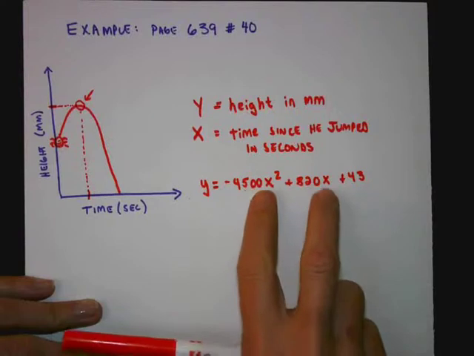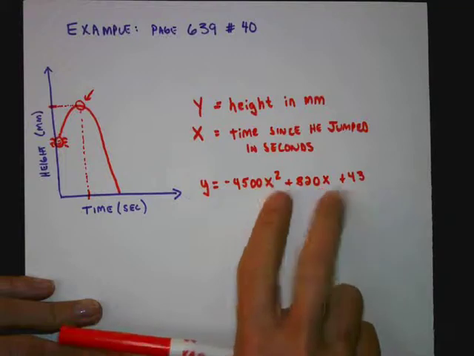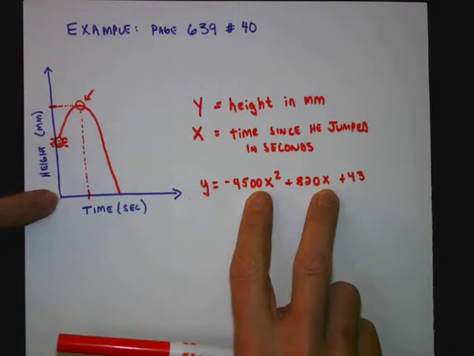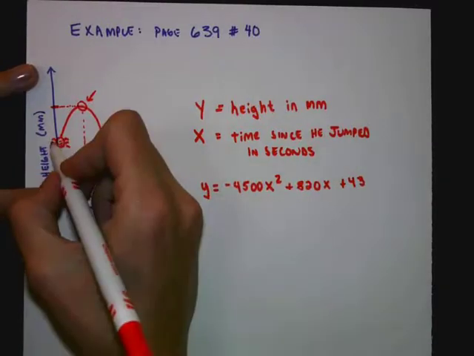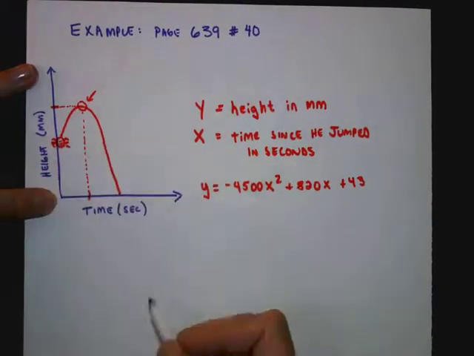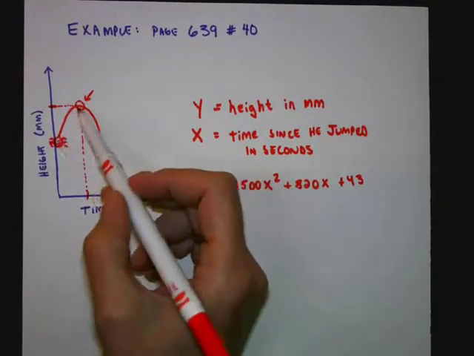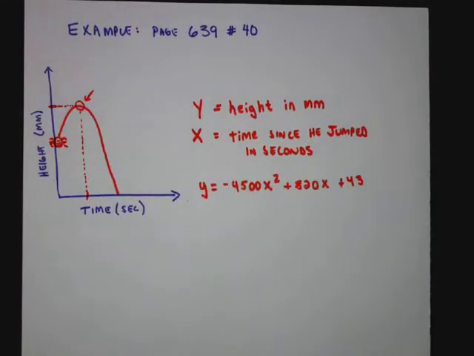If I plug in a 0 for x, these two terms will both be 0. And so all I'd be left with on the right-hand side of the equation is 43. That means when x is 0, that's when no time has passed, so before he jumps, his height, y, is 43 inches off the ground. Sorry, 43 millimeters. So his starting height is 43 millimeters. So the peak of his jump is going to be somewhere higher than that. This is where we're going to let our graphing calculator help us.